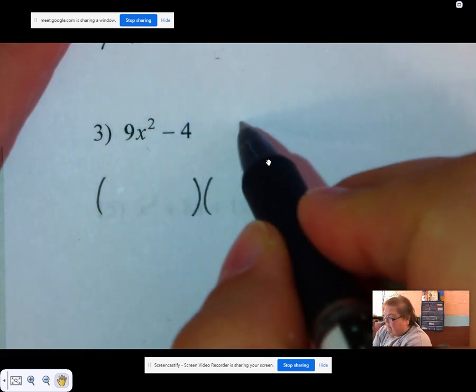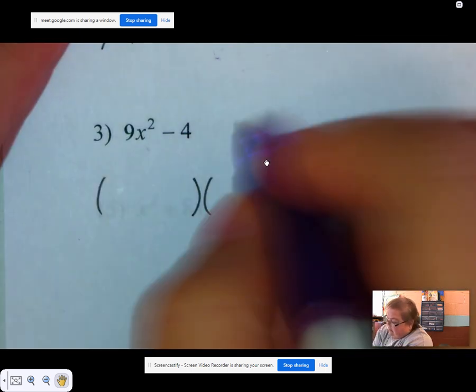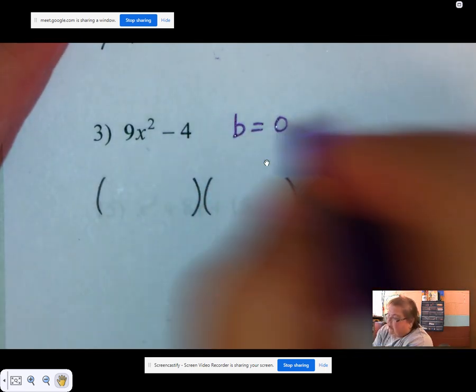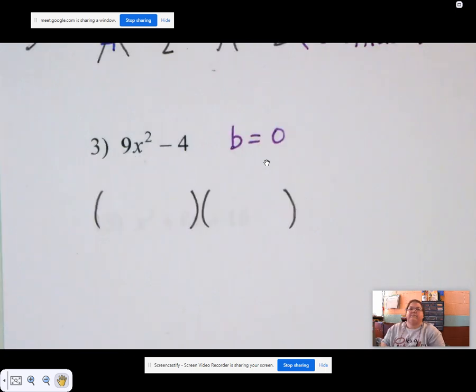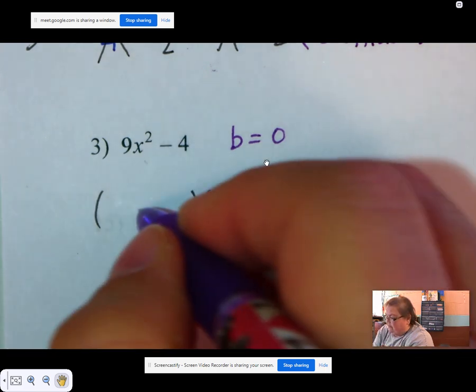My B equals 0. If you do the shortcut that I'm about to show you, you have to tell me about the B, just like I did. Everybody got me? Beside it, you have to tell me about the B. If the B equals 0, are my signs the same or are they opposite? Opposite.